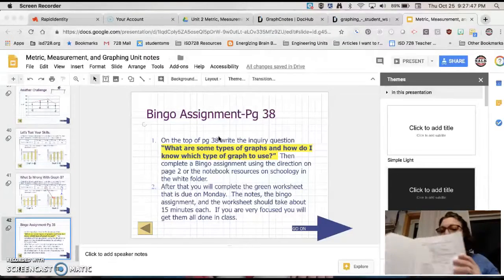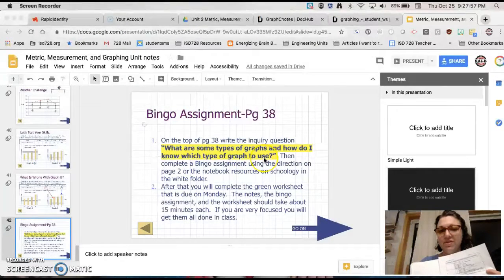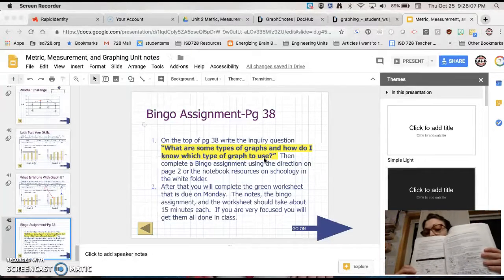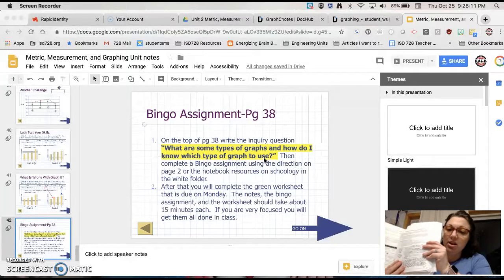And you're going to have over here your bingo assignment. And at the very top, you're going to write the question: what are some types of graphs and how do I know which type of graph to use? Then you're going to answer that question with a bingo assignment of your choice. So remember, on the second page of your science notebook, you have all of your bingo assignment ideas listed.